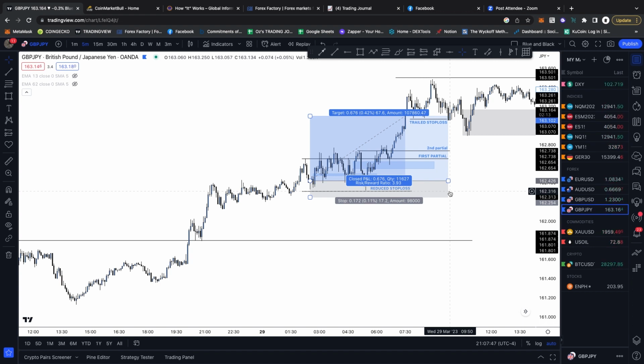And if you happen to be in my group, you can see these trades before I even post them. I post almost every single trade that I take beforehand, whether it's a win or a loss. I'm completely transparent. I also have a loss to show you guys on this video today as well, so stay tuned for that.